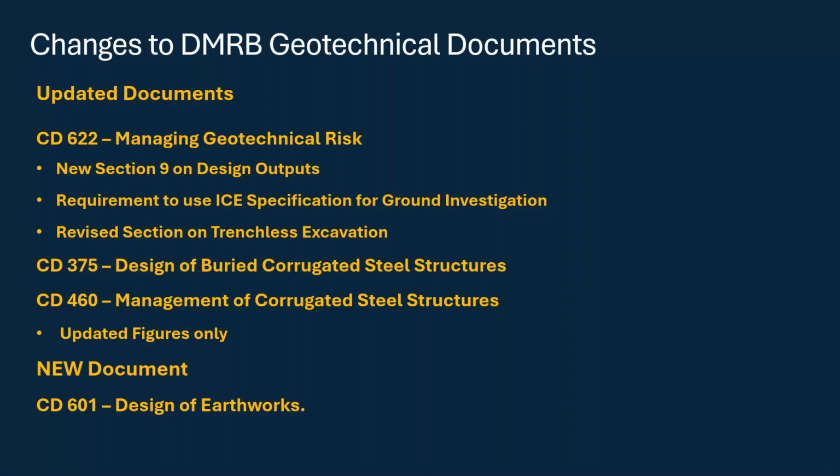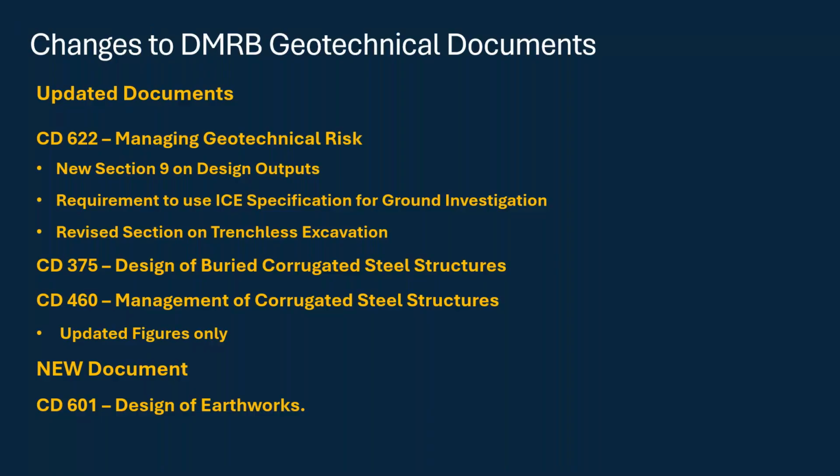So in addition to these new documents and the new combined specification for highway works, information for specifiers, there have been changes to the DMRB, which has substantially stayed the same. These involved changes to CD 622, managing geotechnical risk.